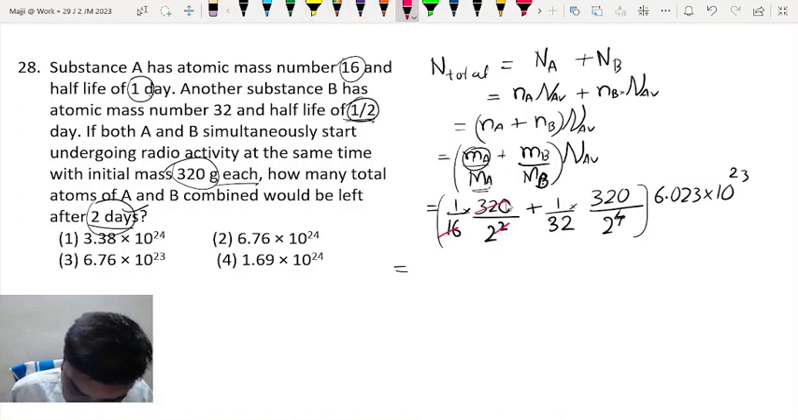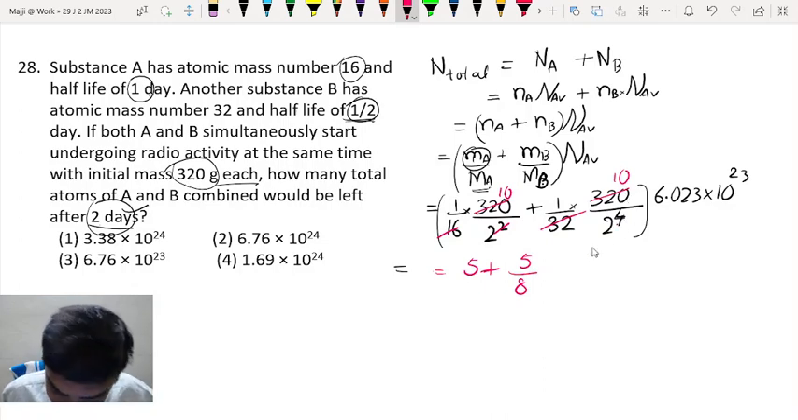16 and 12 will get cancelled here. So we are left with 5 here. 32 10, and this will be 5 upon 8, because 12 gets cancelled here. So out of 16 into 6.023 into 10 power 23.